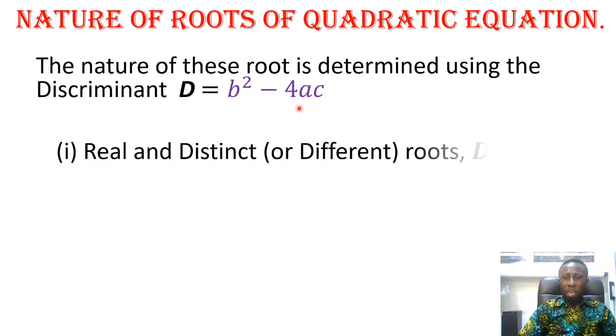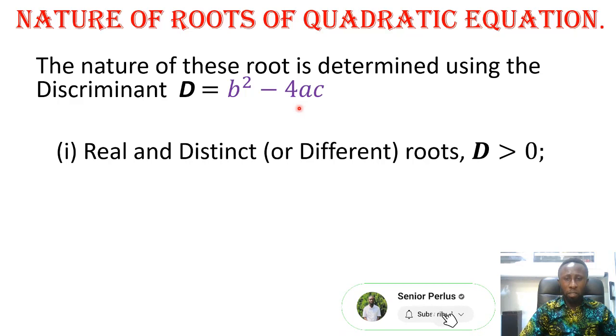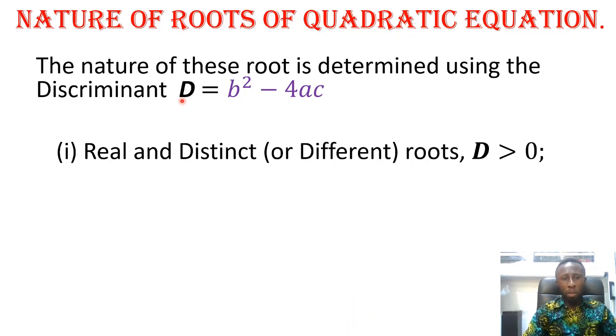One, we have real and distinct or different roots. If D is greater than 0, so if we substitute and we get the answer greater than 0, then it's real and distinct. But what's the implication? When we solve the quadratic equation, we get our s values as 3 and 6. It means that the answers are different, so it's real and distinct. That's the nature of that root.